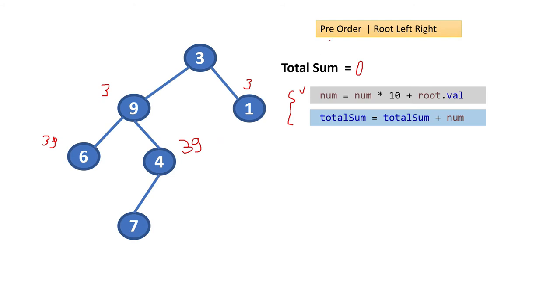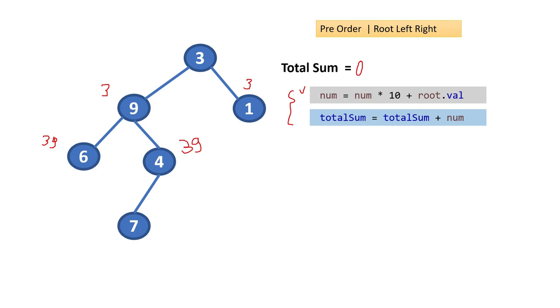Now as we are doing a pre-order traversal, it means we only keep the left side first. So from 9 we have to go to the left, that is 6. For 6 we can see both left and right are null. That means it is a leaf node, so that calculation you have to do. That time both of these conditions will be satisfied.